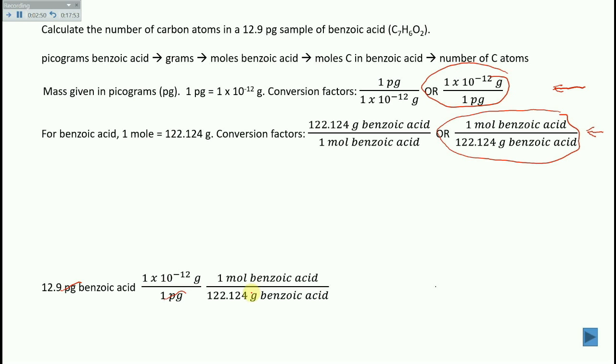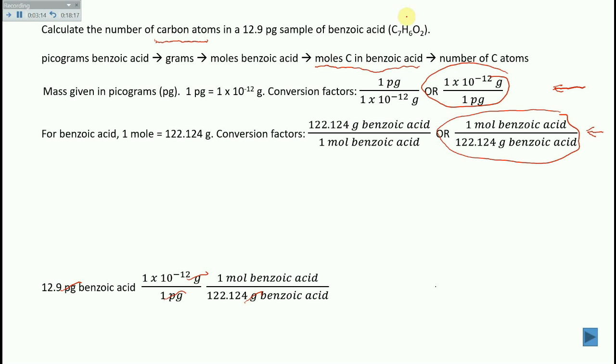When I do that, then grams cancels grams. So that's exactly what I want. If I were to stop there, I would have the moles of benzoic acid, but I'm not ready to stop there. What I'm interested in is the number of carbon atoms, meaning my next step is to convert moles of benzoic acid into moles of carbon.